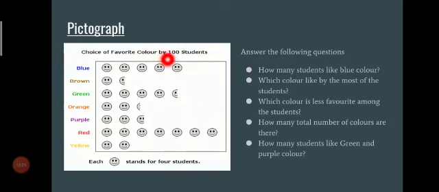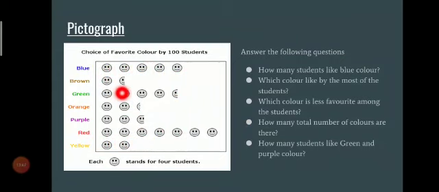Choice of favorite color by 100 students. There are a total of 100 students presented in this graph. The colors are blue, brown, green, orange, purple, red and yellow. Okay, there is the picture of a smiley. Each smiley stands for 4 students.